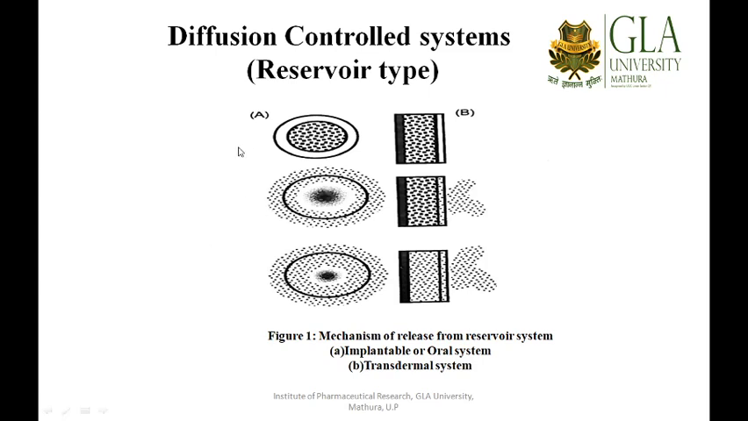Let me just show you the basic concept of reservoir type. You can see type A is basically the implantable systems or the oral reservoir systems. The drug is there as a reservoir, and the membrane is controlling its diffusion. As time passes, you can see the core will be depleted and the drug will be diffused out into the biological system. You can see the amount of drug diffused out from the system is increasing with the passage of time. Similarly, we can use the reservoir type approach in case of transdermal systems as well.